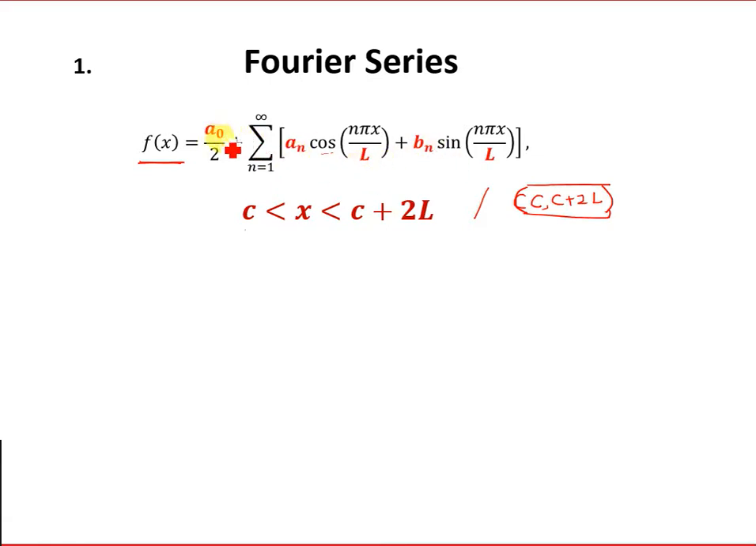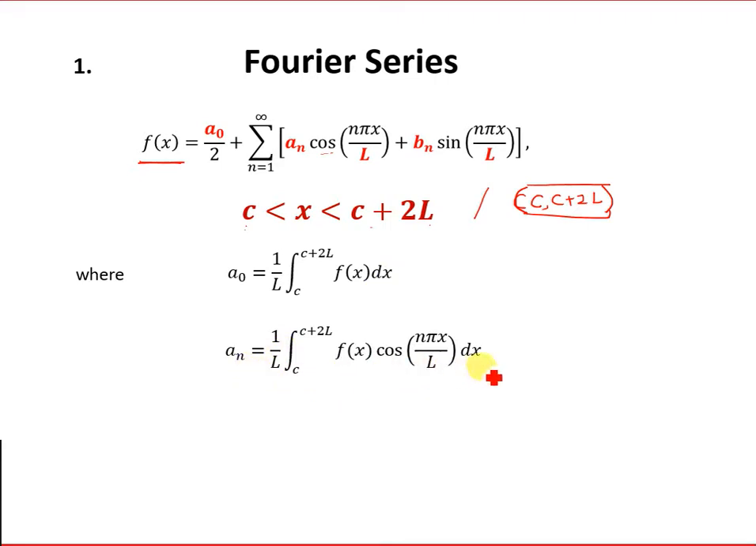For finding a0, we have this formula: 1 over l, integral from c to c plus 2l, which means over the interval for which the function is defined, f of x dx. For finding an, we have this formula, and for finding bn, we have this formula. Now, there is no formula for L. So, how do we find L? To find L, we compare the interval of the given function with this one.